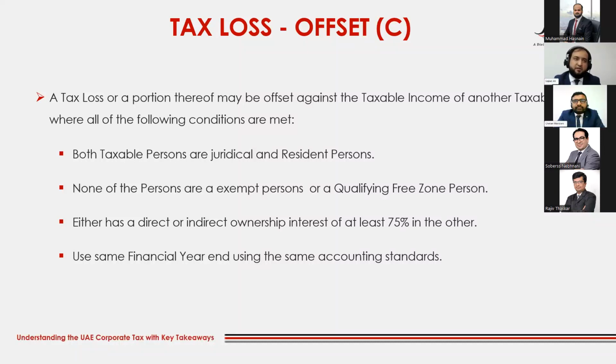If one person is in a free zone and generating qualifying income, and is also creating a taxable loss, then this taxable loss would not be adjusted against the taxable profit of the other company. Both entities should have common shareholding of at least 75%, meaning that in both entities the shareholders should hold the same shareholding of at least 75%.